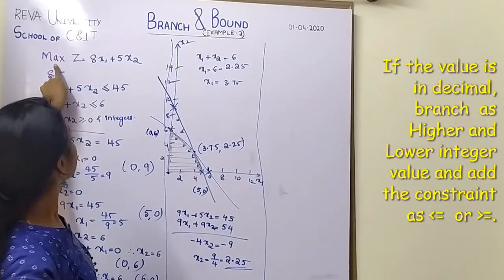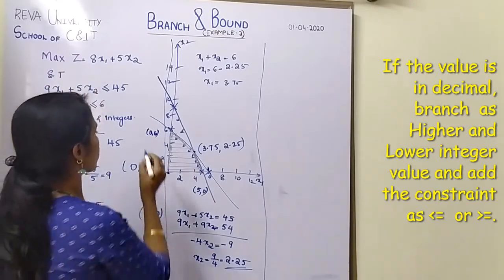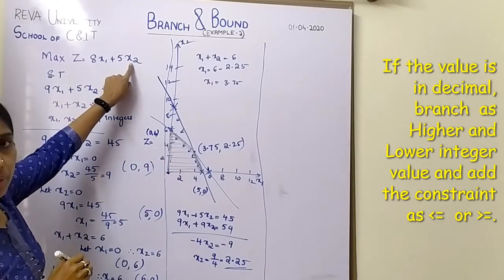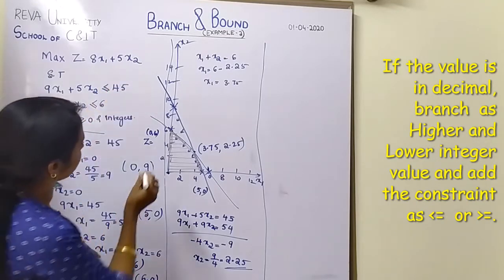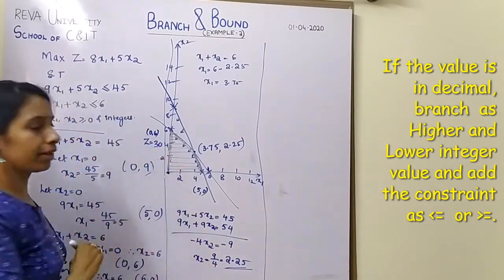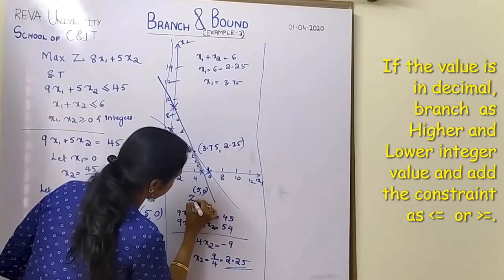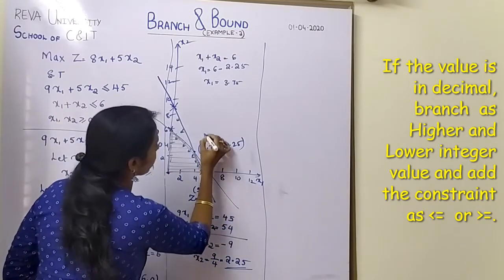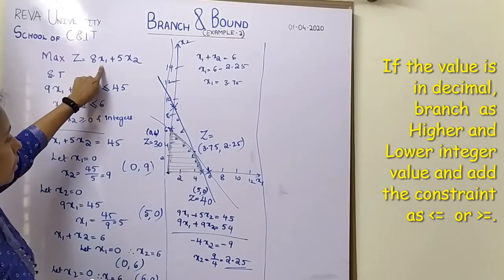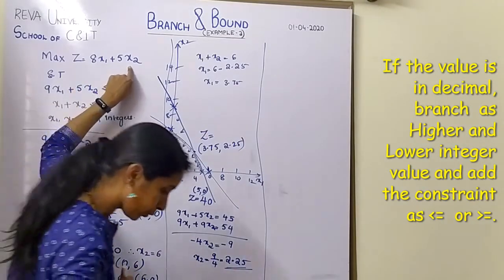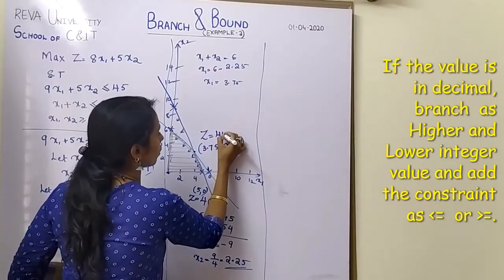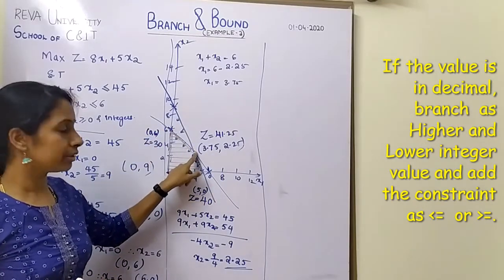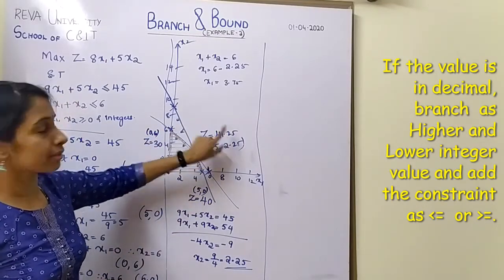Find the maximum value for z. If you substitute x1 equal to 0, x2 equal to 6 here, 5 sixes are 30, so the z value is 30 here. If you substitute the next point, you will get 40. And if you substitute 3.75 and 2.25, you will get 41.25. So among these, we'll consider this point as it gives us the maximum value for our z.